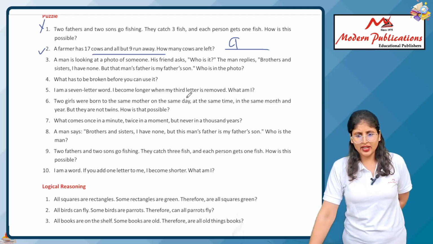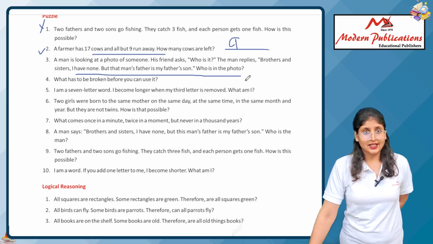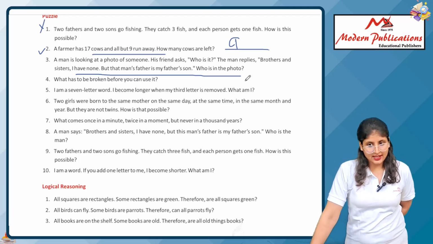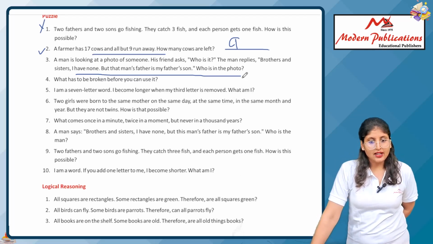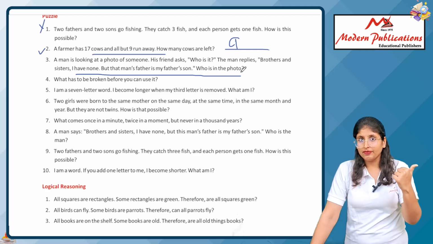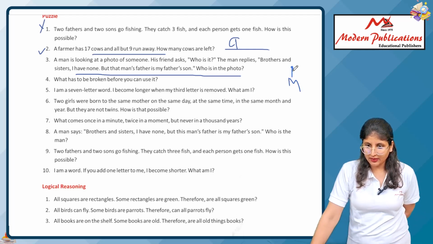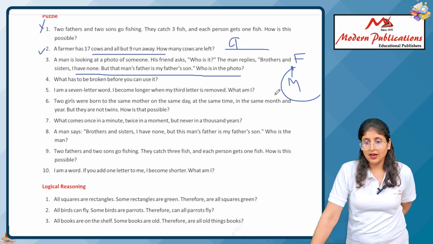Next, a man is looking at a photo of someone. His friend asks who it is. The man replied, brother and sister I have none, but that man's father is my father's son. Whose photo is it? It means they don't have any brother or sister. But the man's father is my father's son, meaning I'm talking about me.